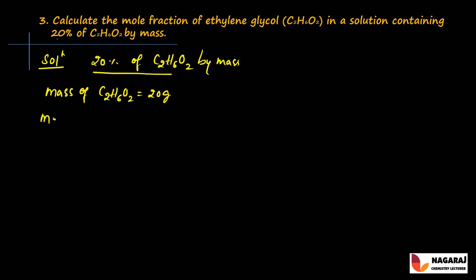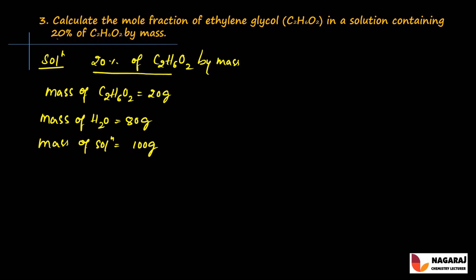Next, the mass of water is equal to 80 grams, and the mass of solution is equal to 100 grams. So out of 100 grams, 20 grams of ethylene glycol is to be dissolved.